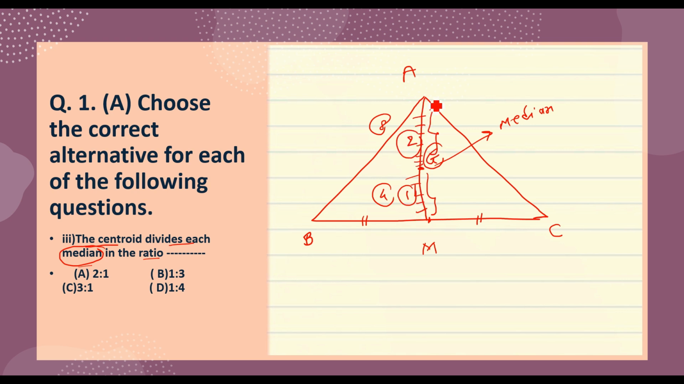And we are taking the median from the vertex. Therefore, my answer is going to be option A, that is 2 to 1 is the correct answer of this question.